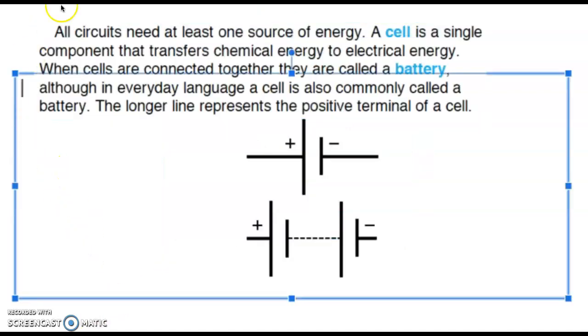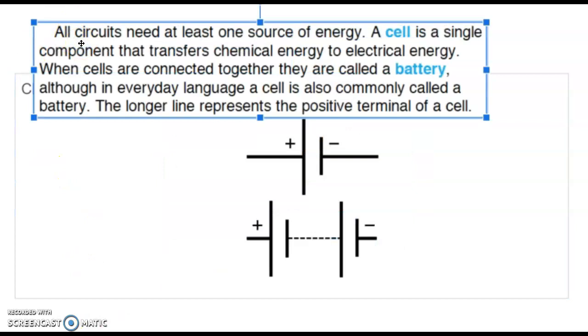All circuits need one source of energy. The source of energy in a circuit is often called a cell. This is a single component that transfers chemical energy to electrical energy. When cells are connected together, they're called batteries. Although in everyday language a cell is almost always called a battery, the longer line represents the positive terminal of a cell. So, this is how we would draw a cell, and this is how we would draw a battery.